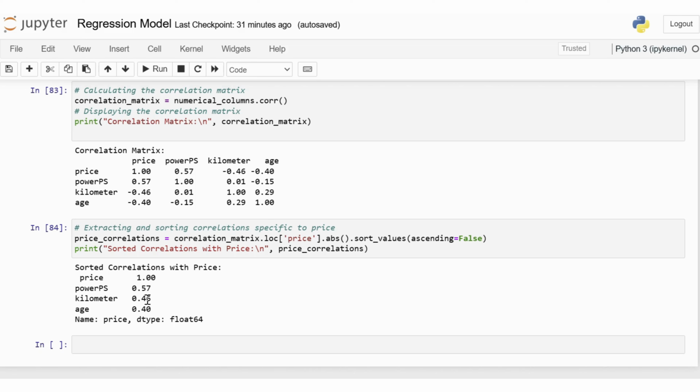The price versus age correlation is -0.41, indicating there is a moderate negative correlation between the price and the age of the car. This means that older cars tend to be cheaper. As the car ages, its value decreases.